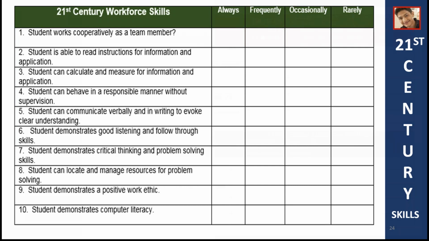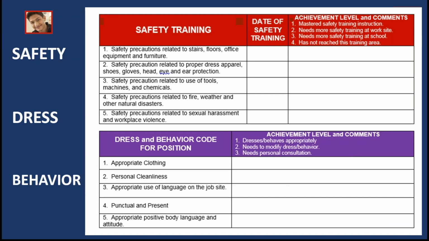The student should also be evaluating safety training. Have they been given basic safety precautions related to stairs, floors, office equipment, and furniture? Do they wear the right dress and the headgear and so forth? Have they been given training to use any tools if that's permissible? Do they know what to do in case of a fire? Are there safety precautions related to sexual harassment and workplace violence? Have they been given that training? This is very important.